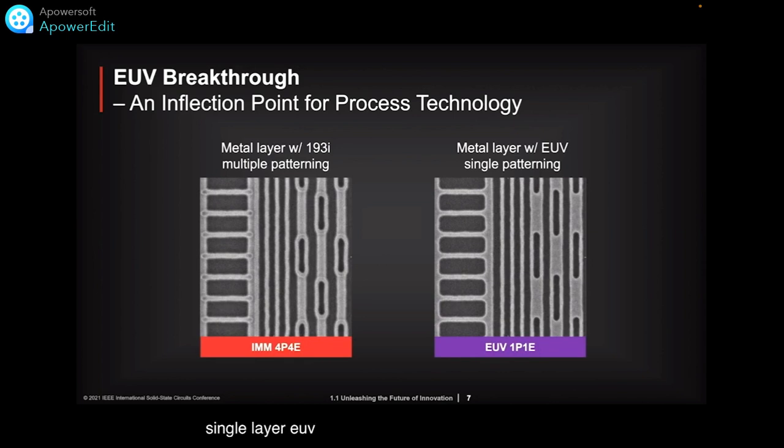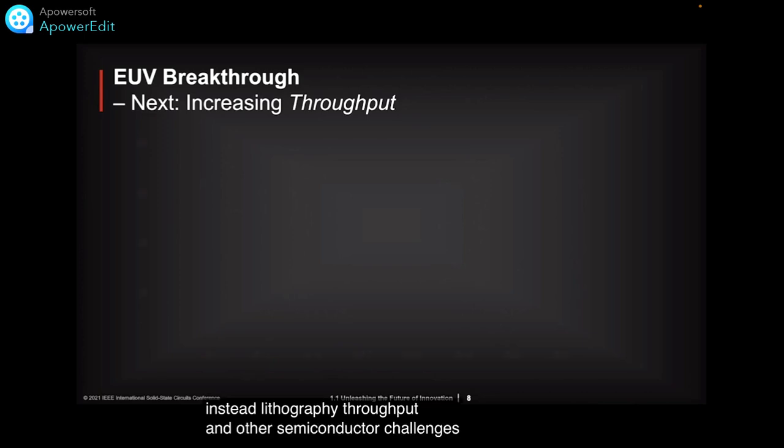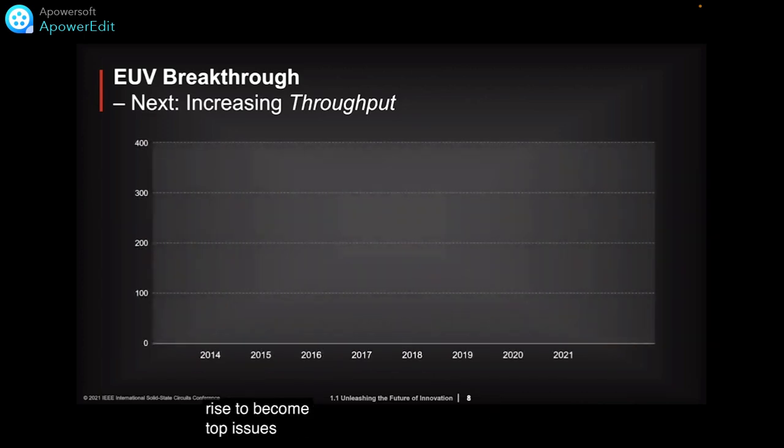Single layer EUV patterning replaces multiple layers of 193 immersion patterning, resulting in reduced mask count and lower defect density. It may be fair to say that with the introduction of EUV and its enhancements, lithography resolution will no longer limit device technology as it has in the past. Instead, lithography throughput and other semiconductor challenges may rise to become top issues.